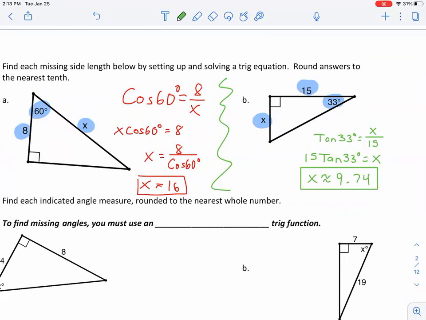First, before I switch screens, I want to point out that on the red one on the left here, when we were solving for X, the algebra is a little different. When we were solving for X on the left-hand side, we multiplied both sides by X, and then we had to divide by the cosine of 60. So we get 8 divided by the cosine of 60. Because our X was in the denominator, as opposed to the right side, the green side, where our X was in the numerator. So I just had to multiply both sides by 15. And so we have 15 times the tangent of 33.